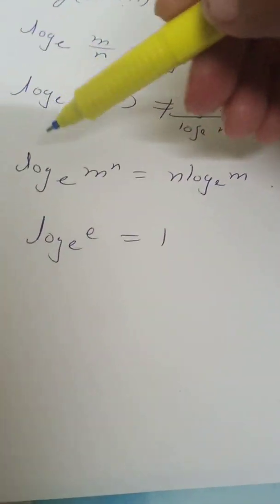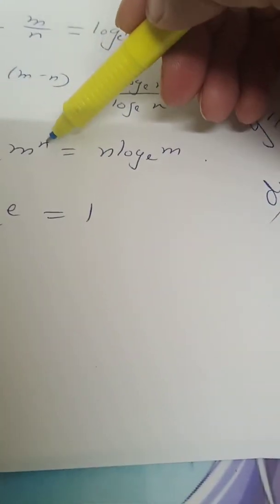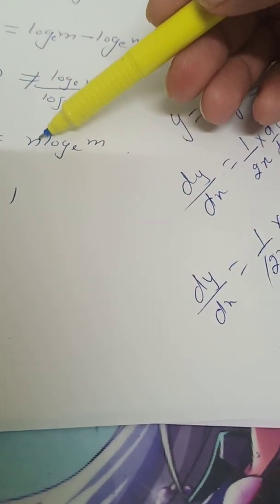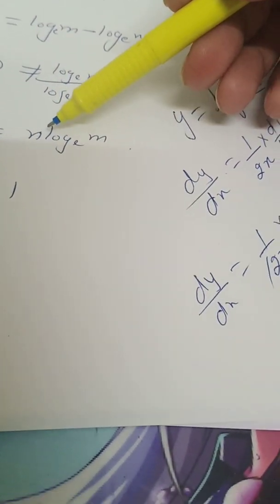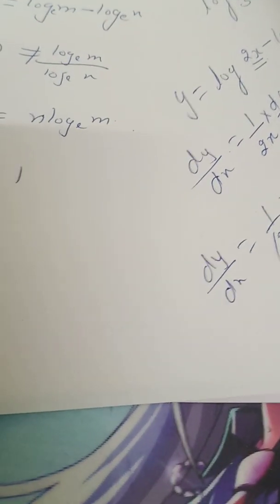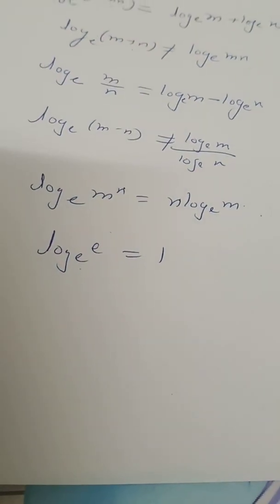If log m raised to power n is given, then we can write the power before the log, and then afterwards n log m. And always remember that if the base is e, log e is always equal to 1.